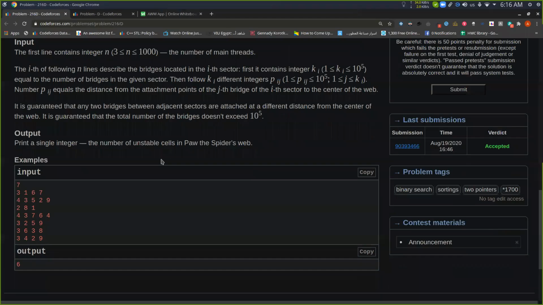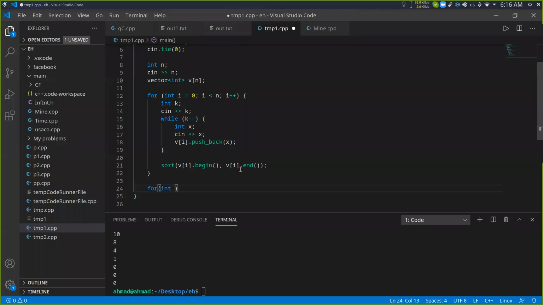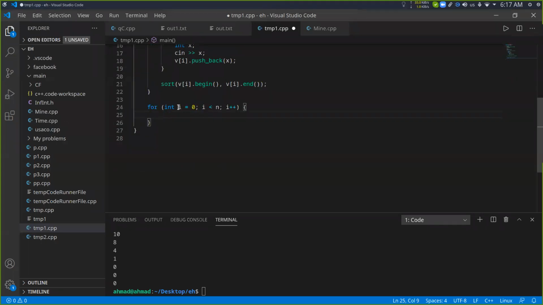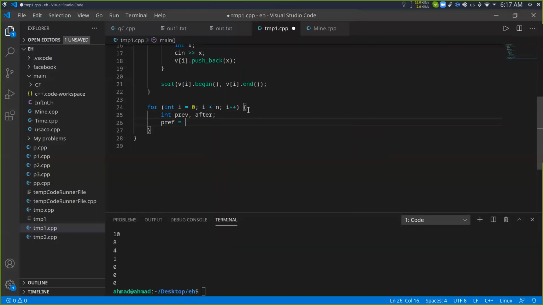Okay, so now I want to loop over every cell. I'll first loop through every sector: for int i = 0; i < n; i++. I'm now at sector number i. Before jumping into cells, I want to have two pointers pointing to the previous sector and to the sector after me. So let's say int prev and int after. Previous will be equal to i minus 1, right? After will be equal to i plus 1.